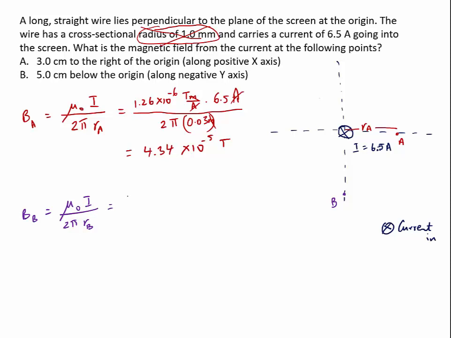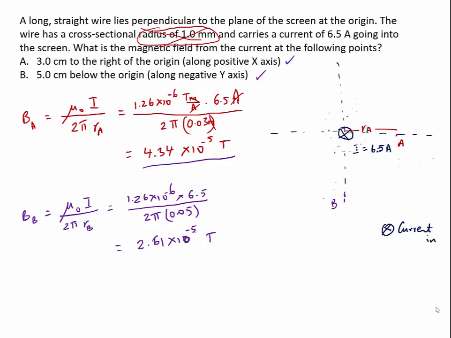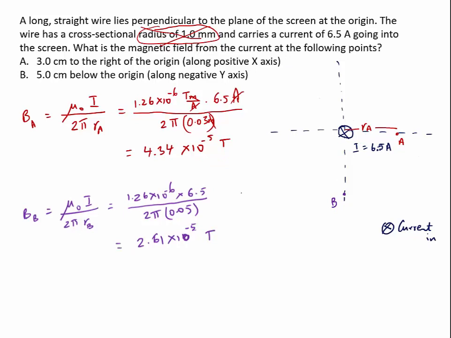So once you put all this in, it's 1.26 times 10 to the negative 6. The current is still 6.5 amps. Divided by 2 pi, 0.05, converting it to meters. So then I'll get an answer in Tesla, and this ends up being 2.61 times 10 to the negative 6 Tesla. Sorry, negative 5 Tesla. And that makes sense.